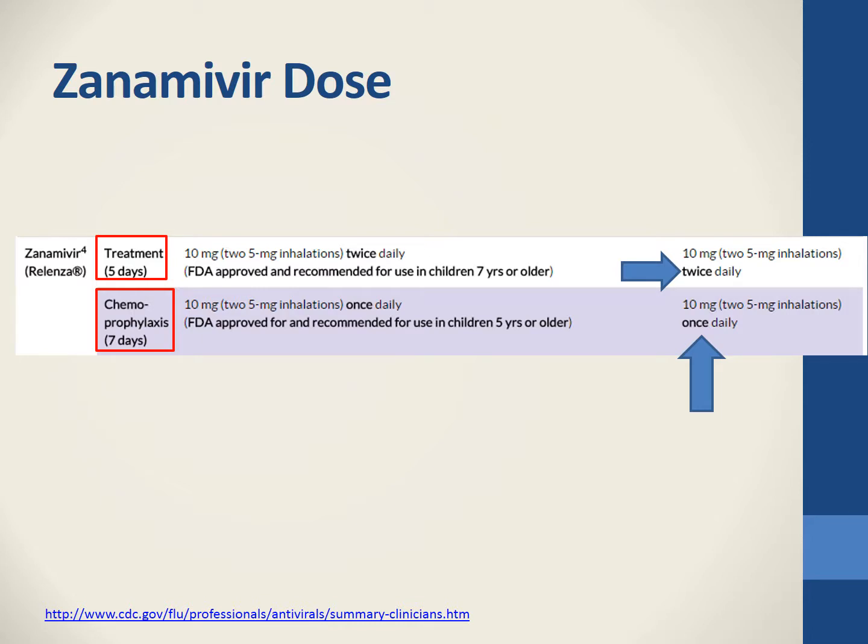Likewise, with zanamivir, the treatment and prophylaxis length of therapy are the same as with oseltamivir. And again, it's twice daily versus once daily. And you'll note that each dose for zanamivir is 2 5-milligram inhalations. So 2 of those little disc bubbles is equivalent to 1 dose. So one of those discs with the 4 bubbles is 1 day's worth of treatment dosing of zanamivir, or 2 days' worth of chemoprophylaxis dosing of zanamivir.